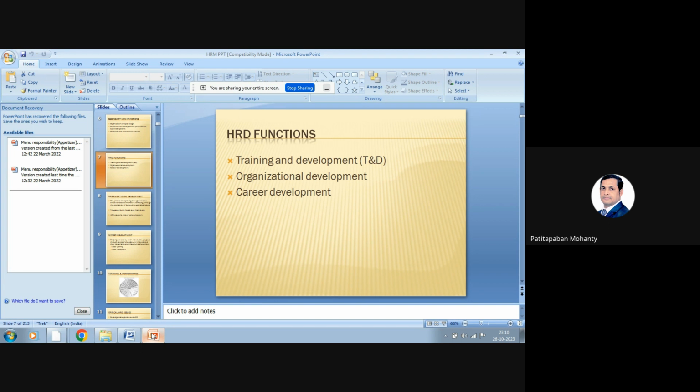Otherwise, you cannot be a leader in the market, because nowadays in the 21st century, there are cutthroat competitions, and training and development is also regarded as a competitive advantage. You can compete with your rivals through training and development, because training and development makes you more knowledgeable and more skilled. Okay, so we'll go to the next slide.